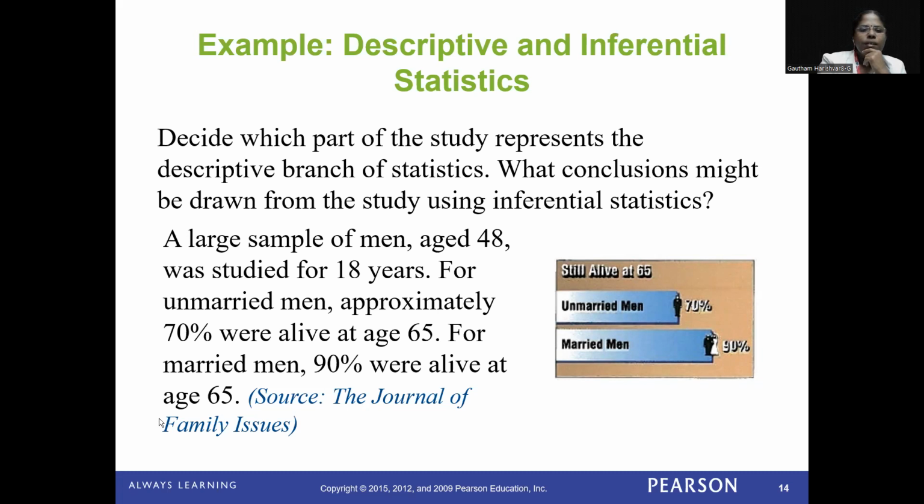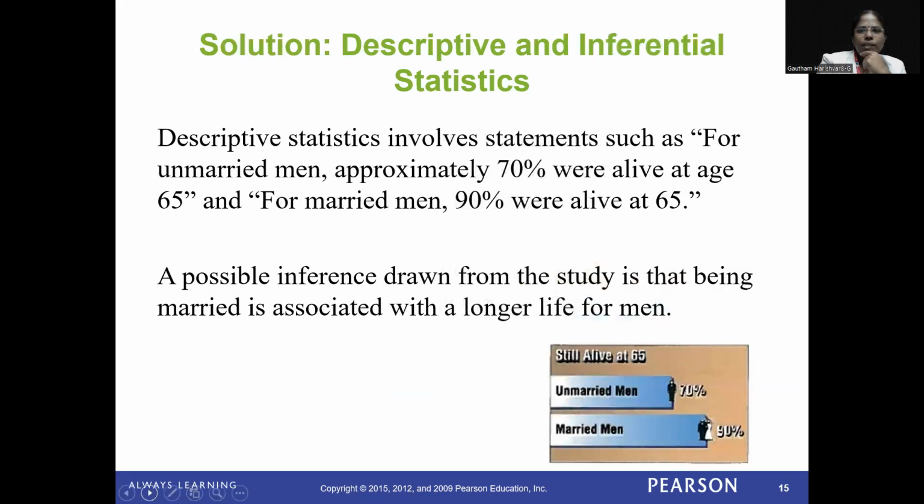Okay. So now you have got the conclusion. This is the answer for that. So descriptive statistics, what I showed and explained before, tells you how to organize and how to display the data. Here, what is displayed in this picture tells you the descriptive statistics.